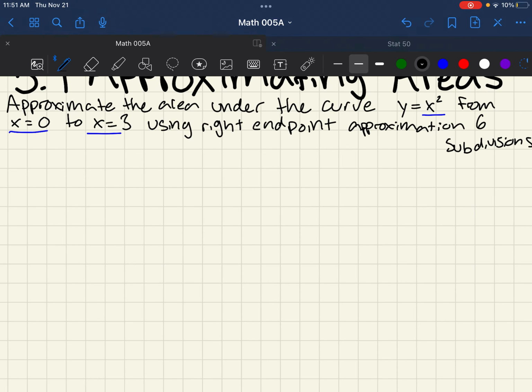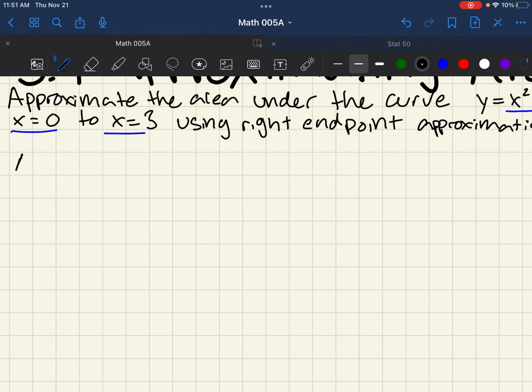So to find out, we need to find delta x, and that's going to equal the two x's. It's going to be 3 minus 0 over the amount of subdivisions, which is 6, and that just equals 0.5.